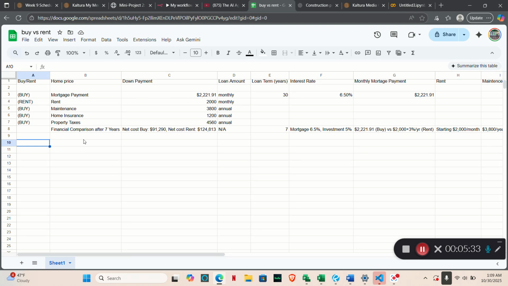If you buy, it's going to be about $91,296. And if you rent, it's actually going to be a whopping $124,813. Loan amount not needed. Loan term is going to be 30 years for both rent and buy. The interest rate is going to be 6.5 or so.